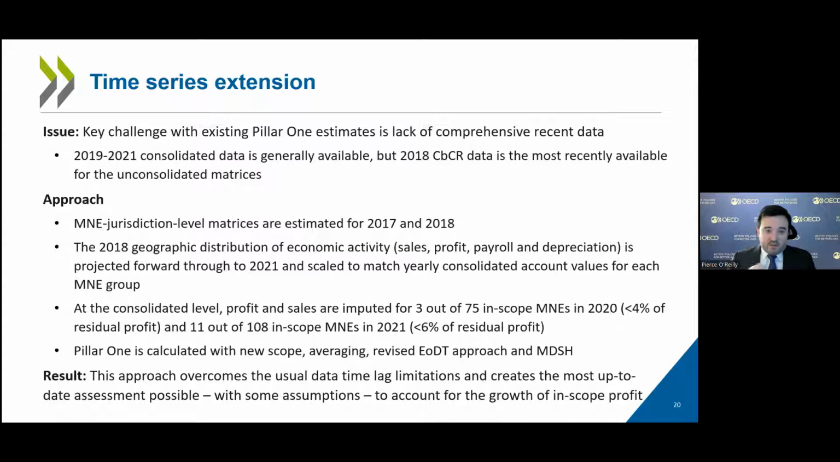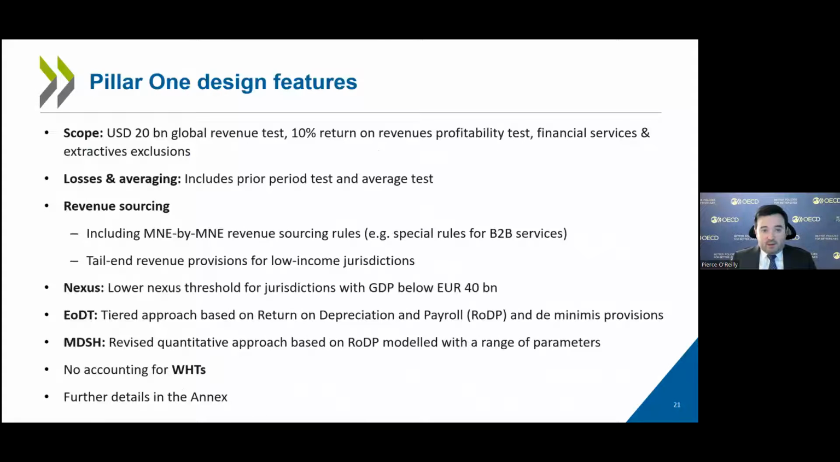So the data we have is correct at a consolidated level, but obviously where M&Es have redistributed activity or changed their sales or changed the location of their profit, these results might be off. But we still think it's important to have this more up-to-date result because, as I'll show you in a moment, the amount of profit in scope has really risen and it appears to be rising quite sharply. And so to provide a full account of how much money is actually going to be in scope of Amount A, we think it's important to give the most up-to-date revenue information that we have available. So with that, I can turn to the next slide.